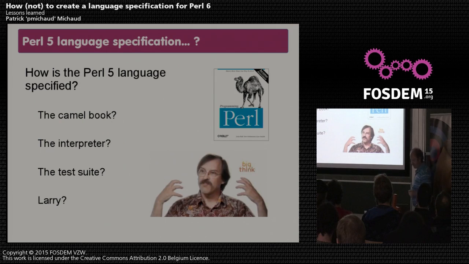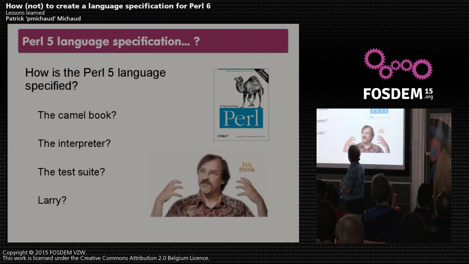So what is the Perl 5 language specification? How is Perl 5 language specified? Is it by the Campbell book, or is it by the interpreter, or is it by the test suite, or is it by a brick wall? I mean, by Larry Wall. Anybody know? I mean, I know some people know, but where is the Perl 5 language specification? Yeah? Huh? Larry?